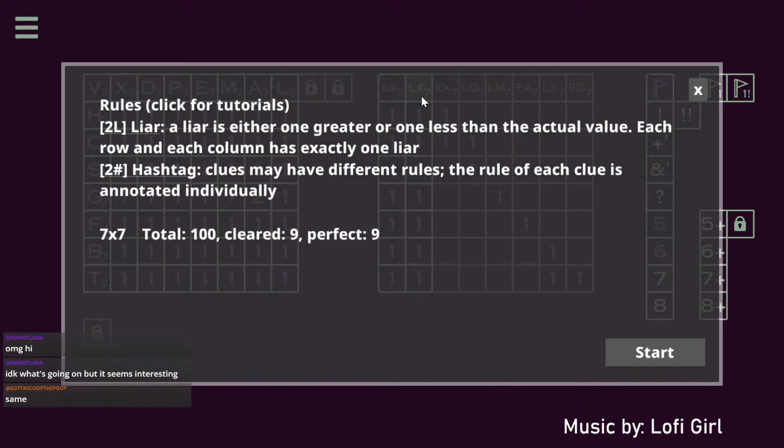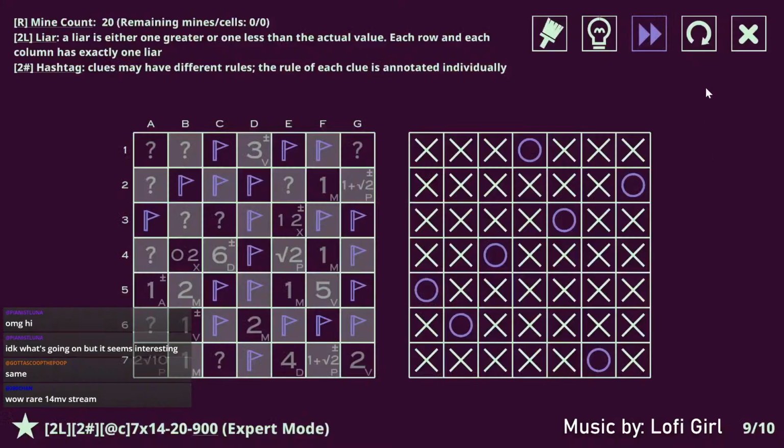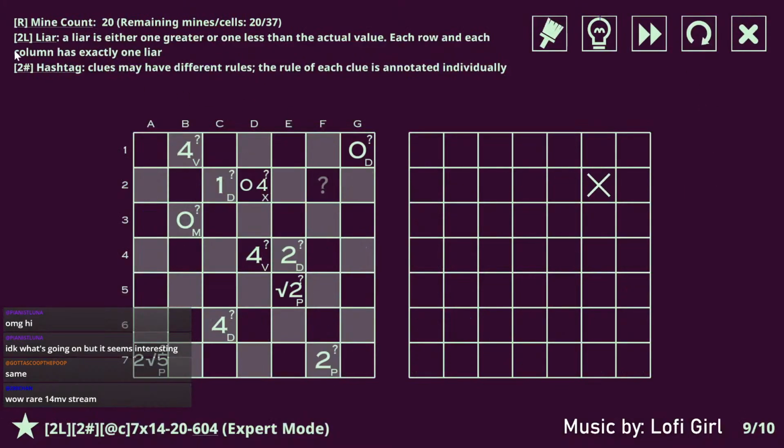Alright, we just have one more puzzle to go before we complete gallery 7. Yay! Okay. This is telling the truth. Apparently this does not give us any information. 2 root 5 is root 20, right?